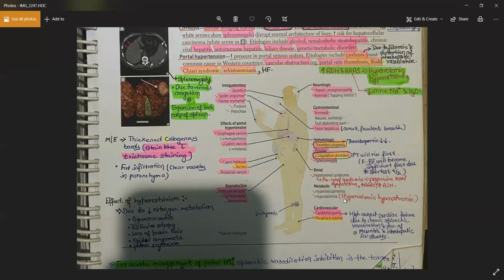And for the cardiovascular system, you can have cardiomyopathies because of high volume overload in the heart. You can have chronic heart failure also. You will have peripheral edema.